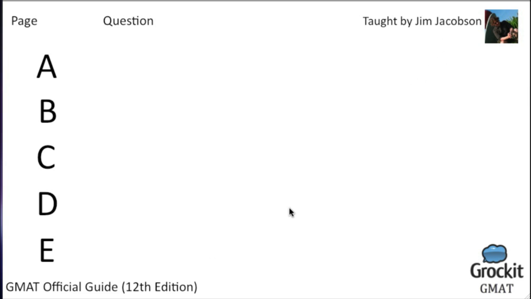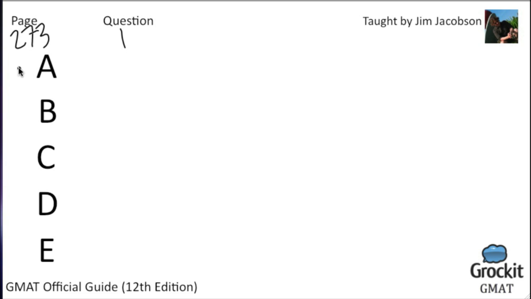So, just a few words on data sufficiency in general. One of the key differences, of course, is that this is a question format unique to the GMAT. You don't find it on the GRE. You certainly don't find it on the LSAT. You don't even have any math there. The answer choices are always the same, and so, of course, they're always A, B, C, D, E.